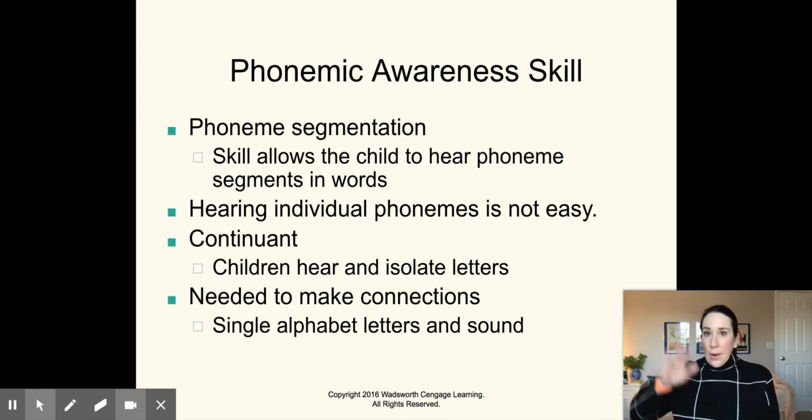Phonemic segmentation. I talked about this back when we were talking about phonemes. That's when you break words into the little sounds. So the word today is elephant. It has a lot of sounds in it. Let's see if we can figure out what all those little sounds are. That's a lot of sounds in a word. Or baby, b, a, b, e, right?